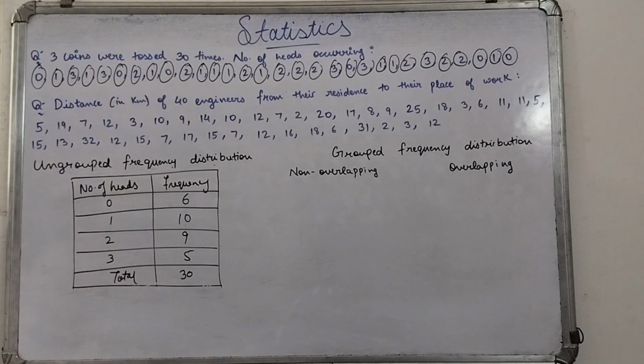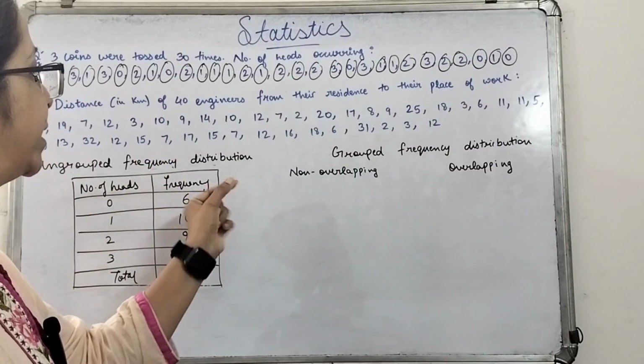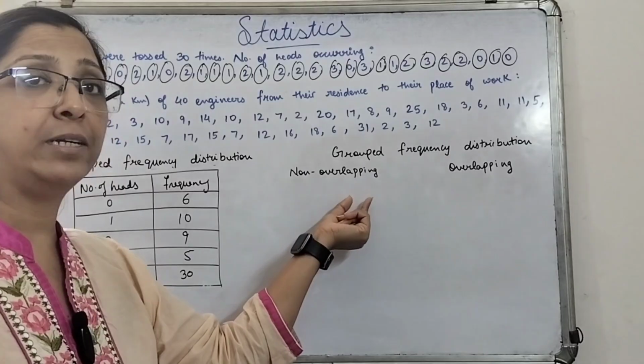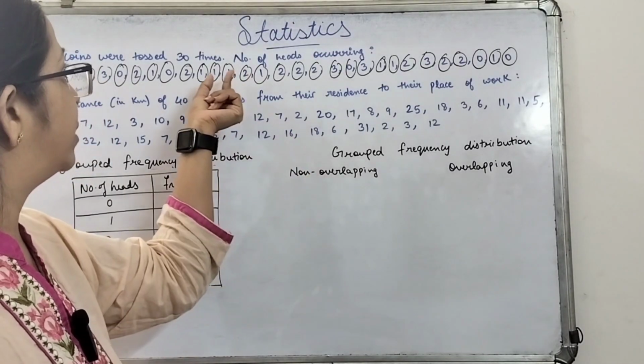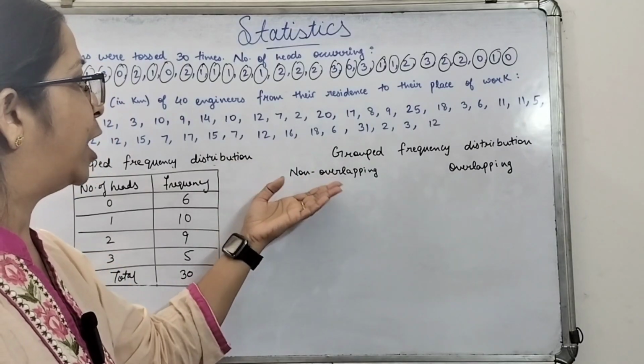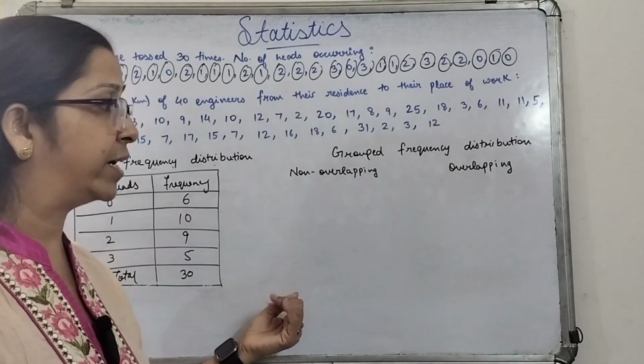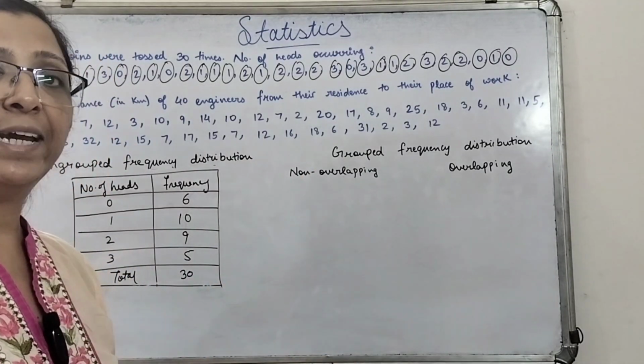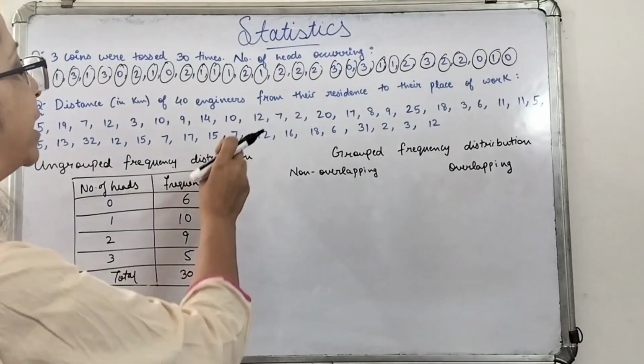So what we'll be doing is, instead of writing each number individually, that means 2 kilometer, how many engineers are there whose distance of their residence to the workplace is your 2 kilometer, how many are 3 kilometers far residing, how many are 4 or 5, like that. Instead of doing that, we will be making groups of it.